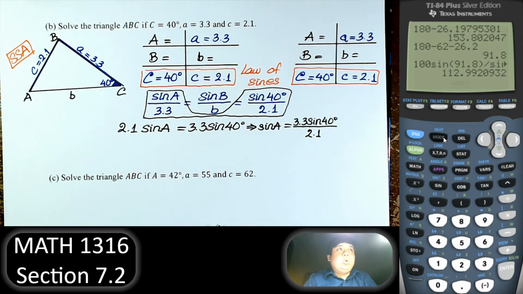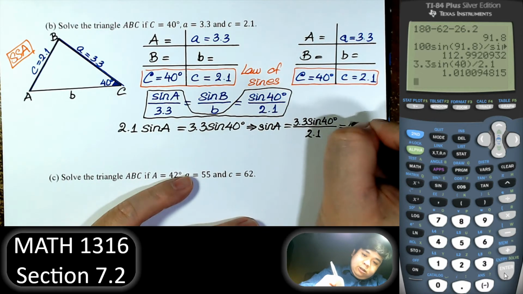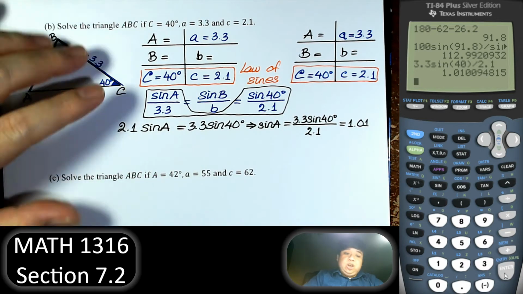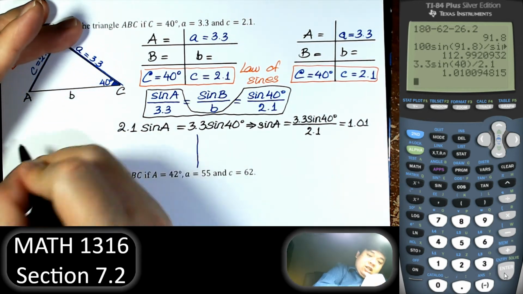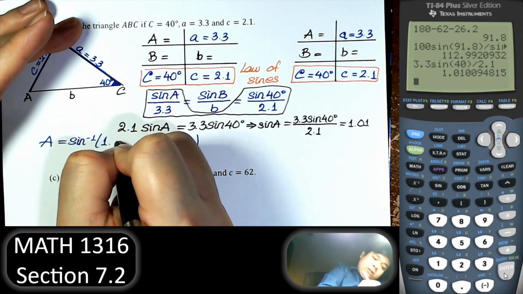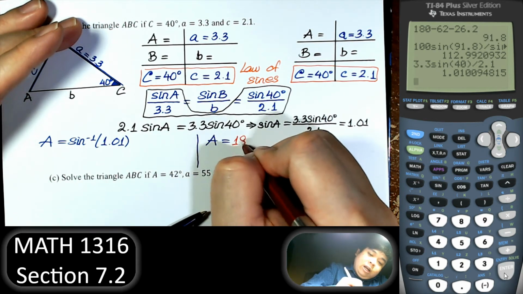Once again, make sure it's in degree mode. 3.3 sine of 40 degrees divided by 2.1 gives us 1.01. Right. If sine is equal to a value, there will be two potential solutions. One of them is the sine inverse. The other one is the supplement to that, meaning subtract from 180.